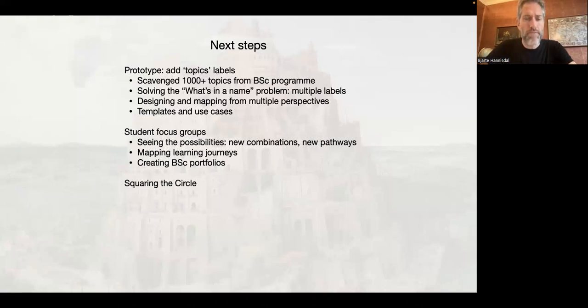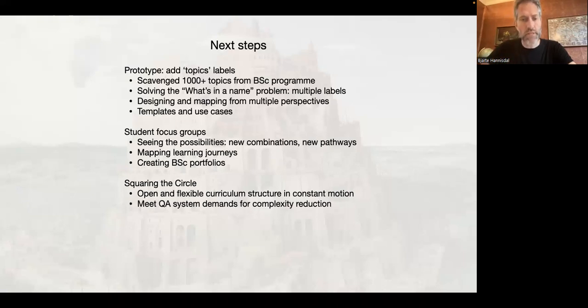And then the squaring the circle problem. So having an open and flexible curriculum structure that is in constant motion, and at the same time meet quality assurance system demands for complexity reduction. This is critical, I think. So we want to make life easier for the administration. But at the same time, we have to be able to work closer to the reality of the curriculum in action.